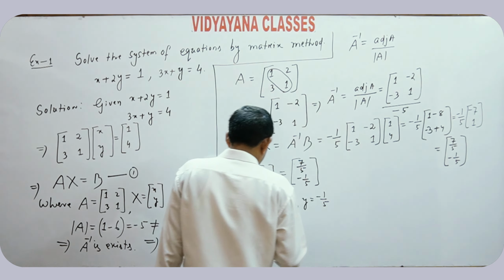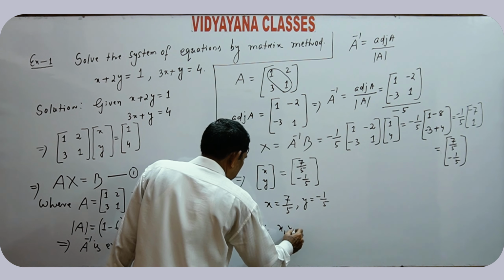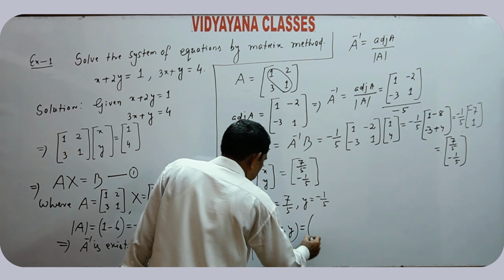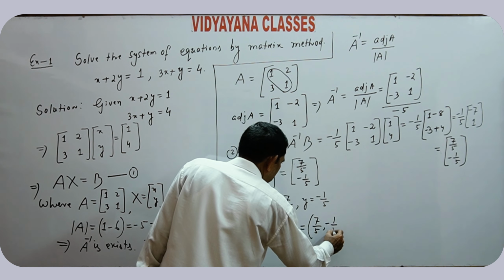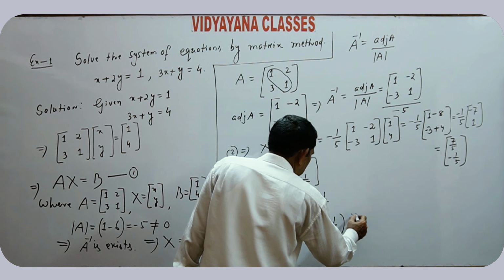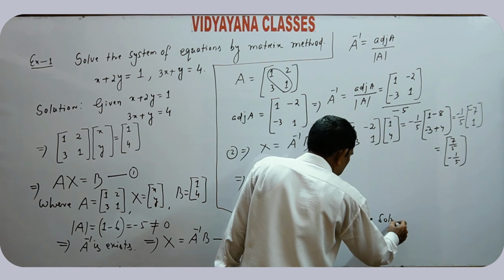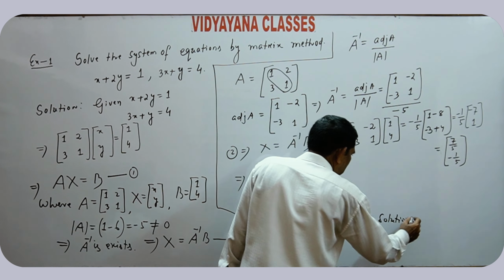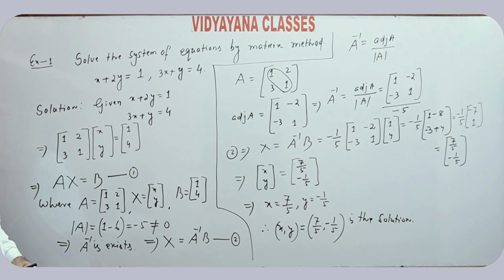Is the solution. Therefore, x, y is equal to 7 by 5, 1 by 5 is the solution of the system of equations. Are you clear? Okay. Write down.